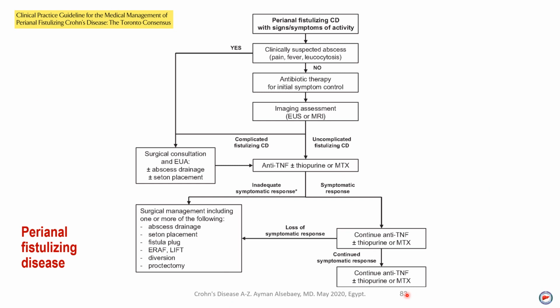Toronto consensus, this is a good algorithm from the Toronto consensus. I will assess the activity of the perianal fistula. If there is infection from the start, pain, fever, we should do drainage of the abscess and seton placement. If there is no evidence of infection, we can give antibiotics alone. If you remember, the only one who recommended antibiotics was the Toronto; ECCO said may use, other guidelines were against, okay?